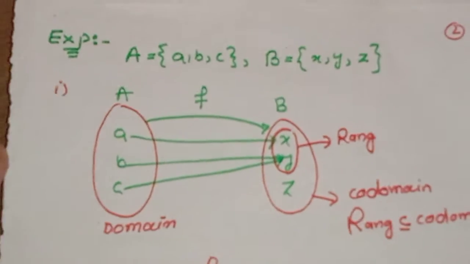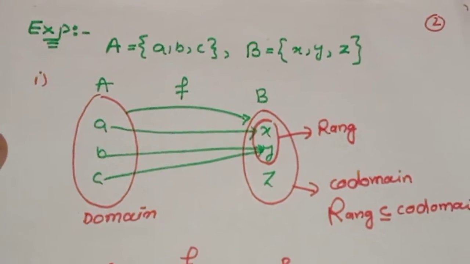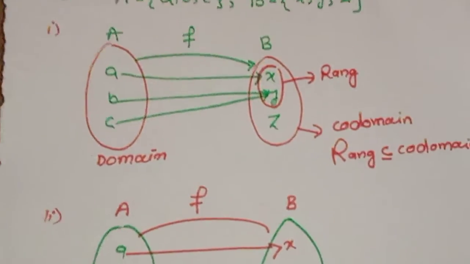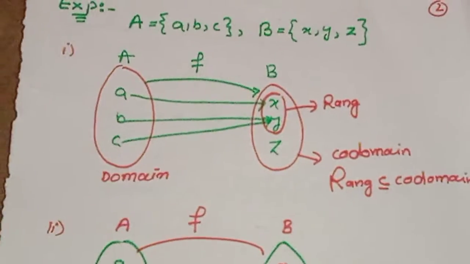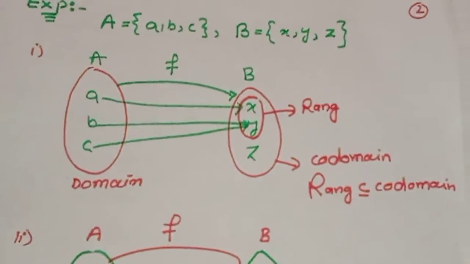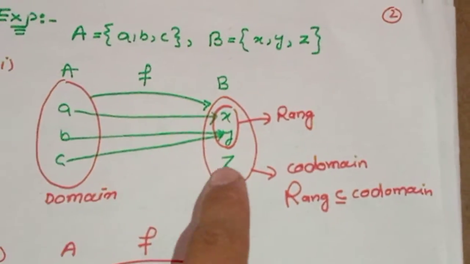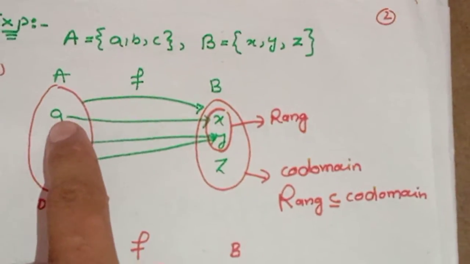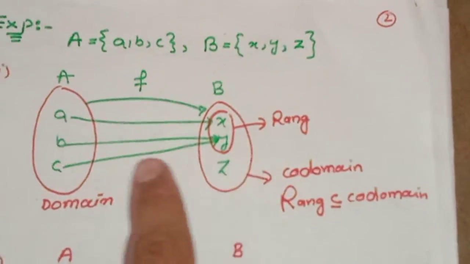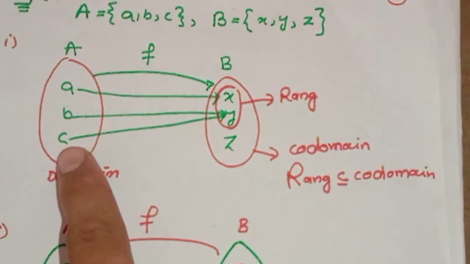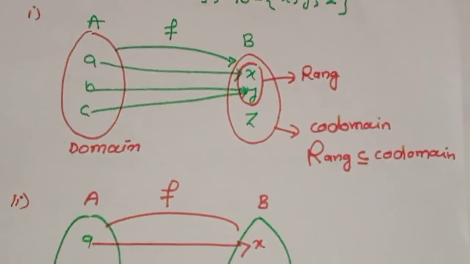Let's take an example. A = {a, b, c}, B = {x, y, z}. We are going to write some relations and distinguish whether each is a function or not. Number one, f is a function from A to B. a is the pre-image of x, x is the image of a, b is the pre-image of y, y is the image of b, c is the pre-image of z, z is the image of c.